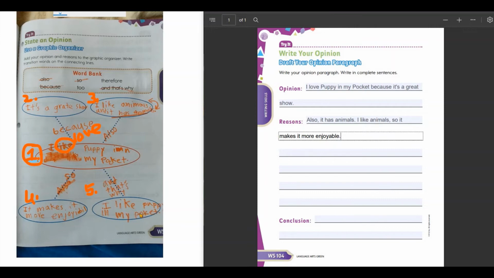Next, and that's why I like Puppy in My Pocket. How would you write that? You would write it like this. Well, okay, you could say, and that's why I like Puppy in My Pocket. That's why I like Puppy in My Pocket. Oh, but this is the conclusion, actually. Sorry. Yeah, this should not be over here. Okay. And that's why I like Puppy in My Pocket.